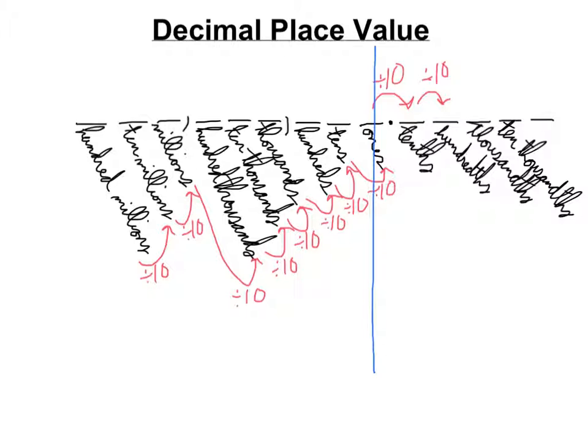And if I keep going, after the 10,000ths is the 100,000ths. So over here, after my 10,000ths is my 100,000ths. And we could keep going. So the next place value after that will be the millionths, and then the 10 millionths, and then the 100 millionths, and the billionths, and on and on and on.